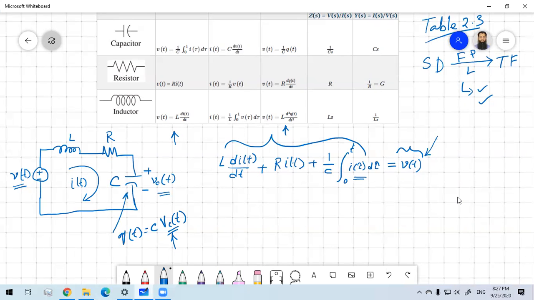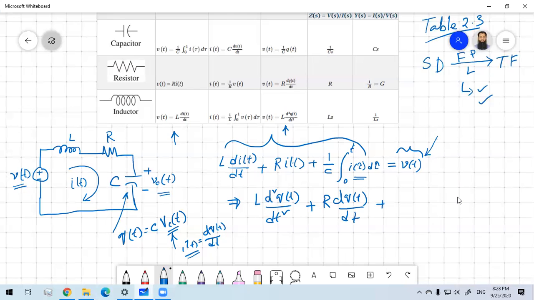So current i(t) can be represented as dq(t)/dt, so i can be replaced by dq/dt. So what we are going to get out of this equation is L d²q(t)/dt² plus R dq(t)/dt plus, the accumulation of the current is nothing but charge, so (1/C) q(t) equals v(t).